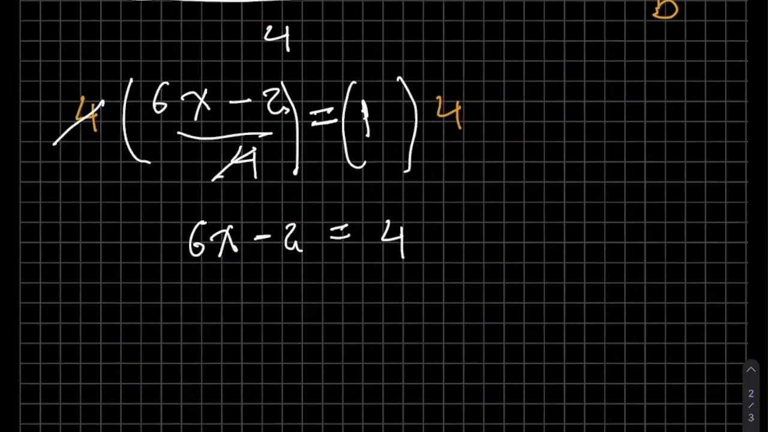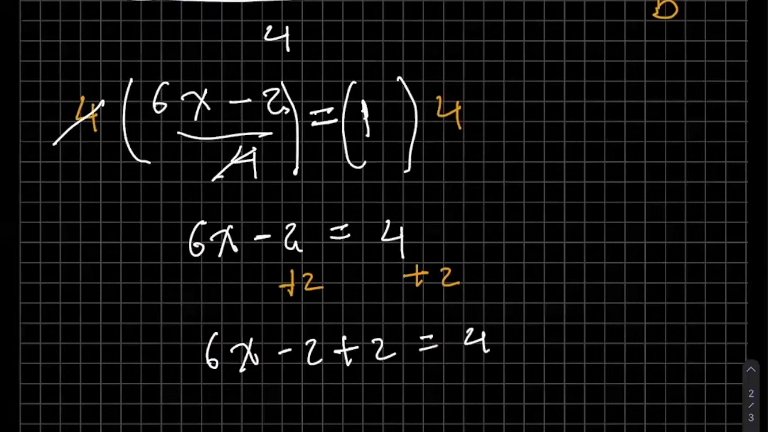Then we can add 2 to both sides. Then this will become 6x minus 2 plus 2 is equal to 4 plus 2. Keep in mind, the plus 2 is in here, the plus 2 is in here. What was the goal once again? To put plus 2 to both sides. This is because we want to isolate the x by itself, the 6x in this case.